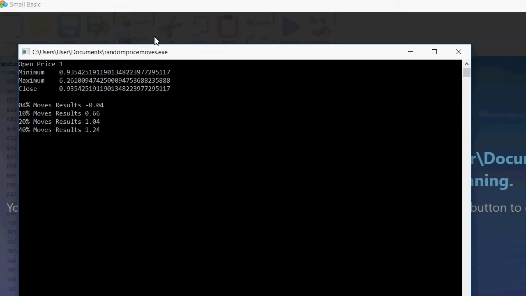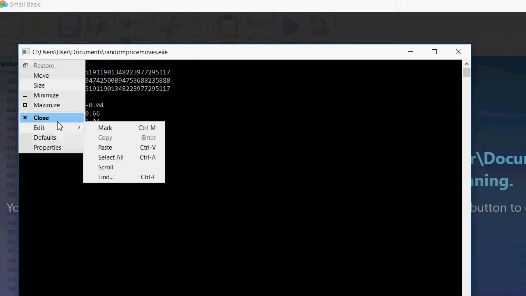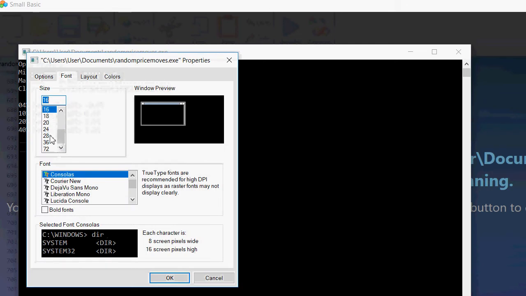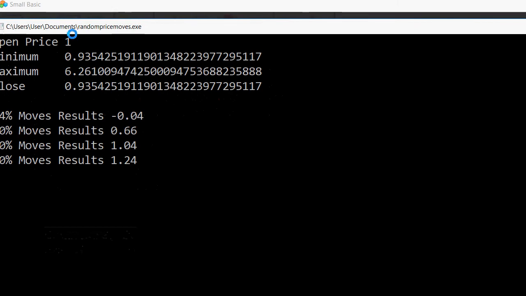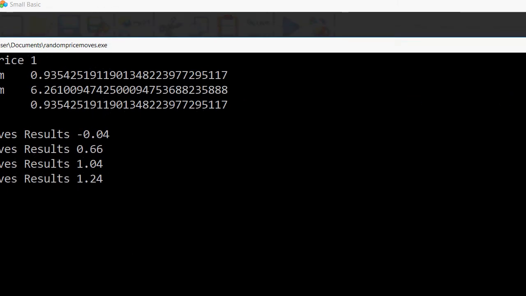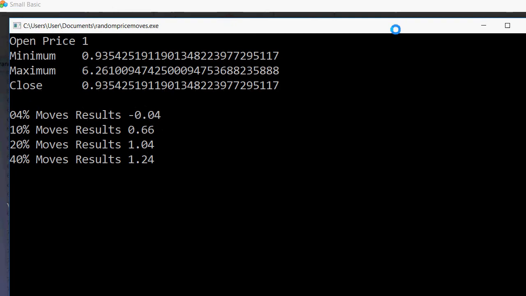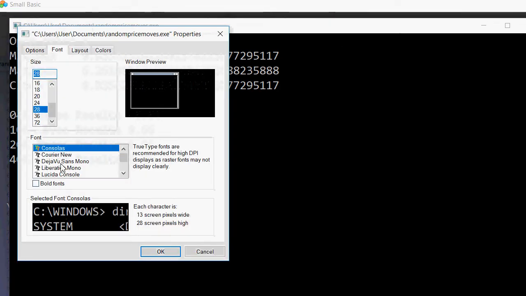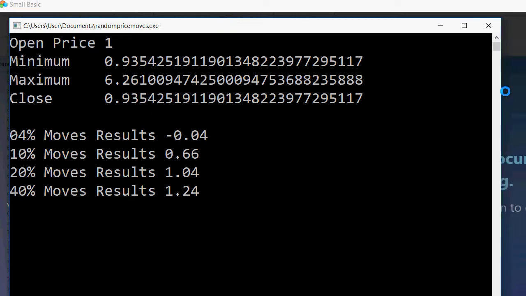So I'm going to try to make this bigger so we can see it better. So how are we going to do this? Properties. Let's see. I could even do it probably one size bigger than that. Yep. That's easier for me to see too.